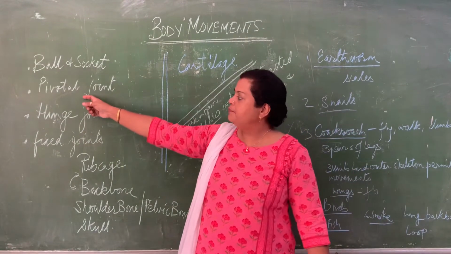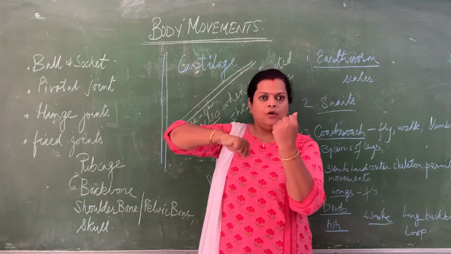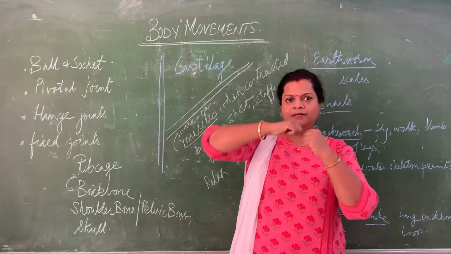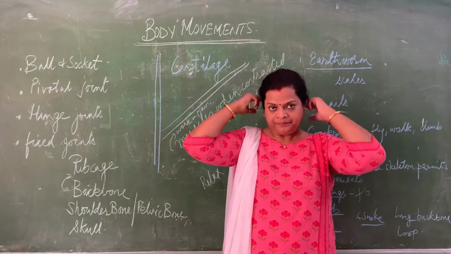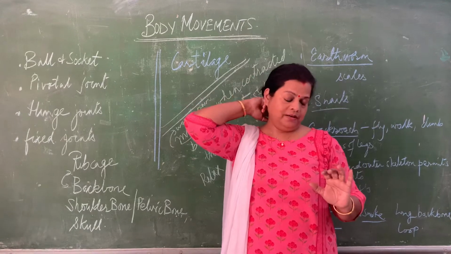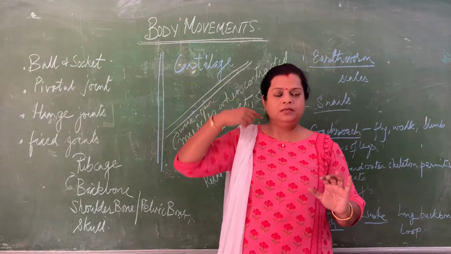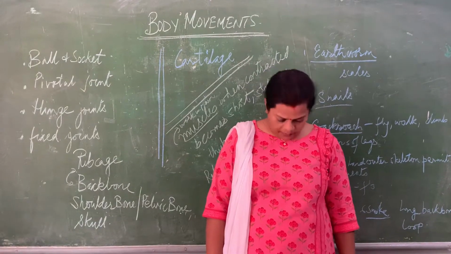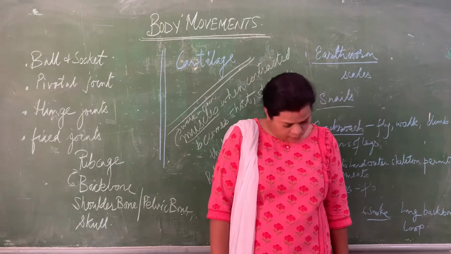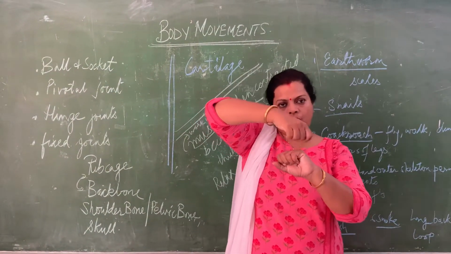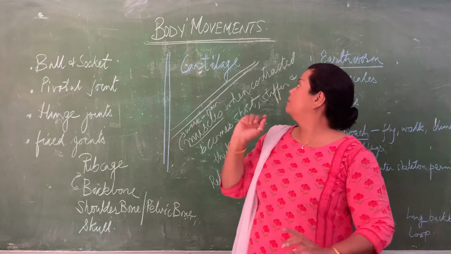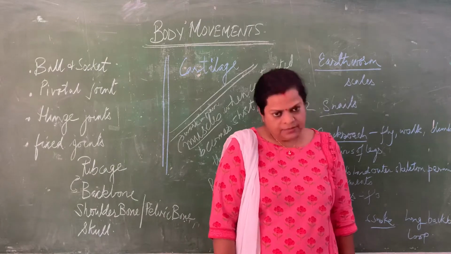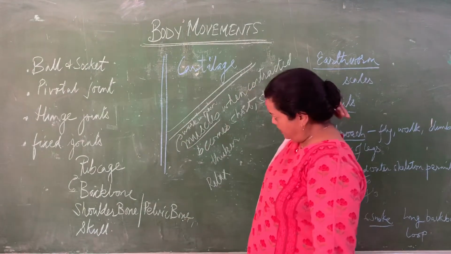The next comes the pivotal joint. As the name suggests, one is stationary and another is pivoting on it. So where? Correct. The head, the skull on the vertebral column or the backbone. So here we have a pivotal joint where we can move it upward, forward, sideward, and we can move it round also. Not round like a bow, we cannot go round like that, but yes, we can move it like this. So this is a pivotal joint.